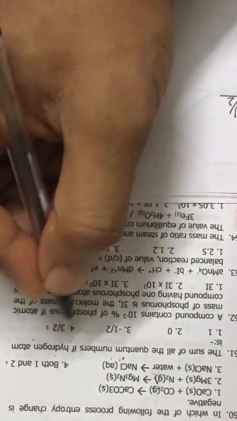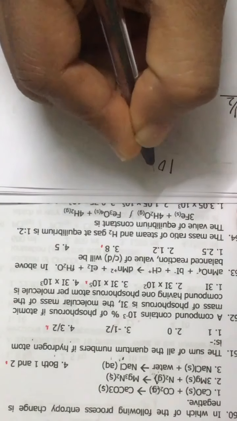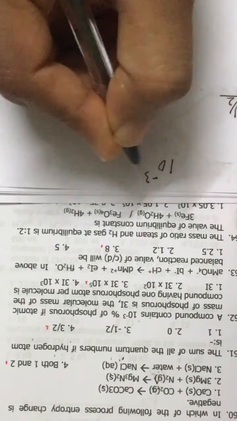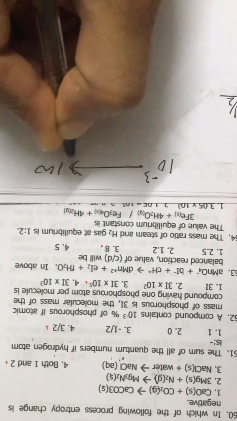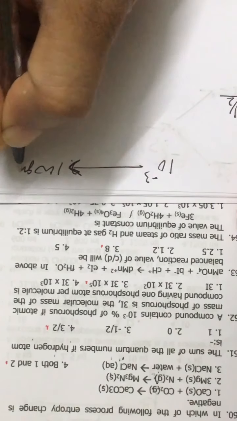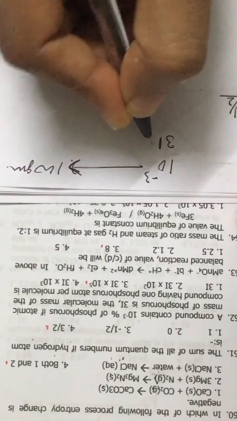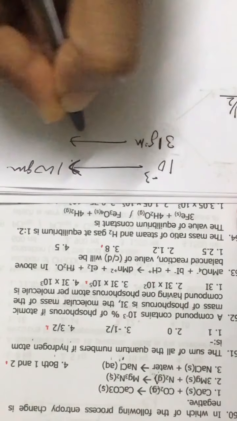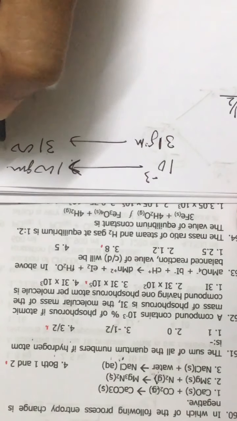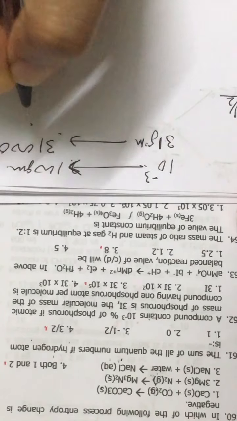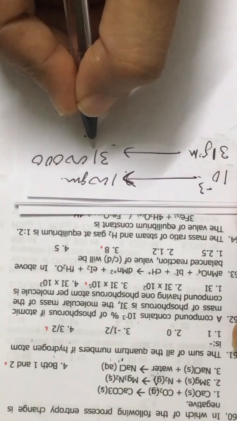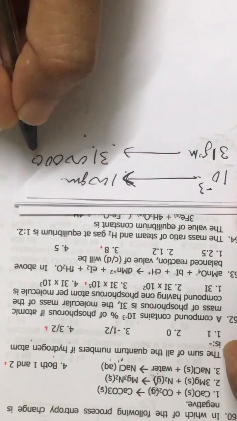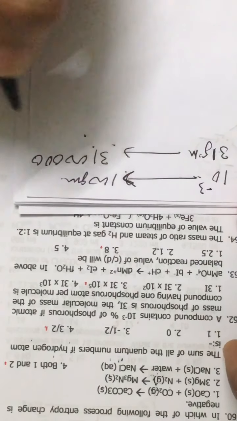Here 10 raised to power minus 3 percentage means 10 raised to power minus 3 gram is present in 100 grams. So 31 gram should be present in 3100 divided by 10 raised to power minus 3. So 1, 2, 3, 4, 5. The correct answer is 31 into 10 raised to power 5, the third option.